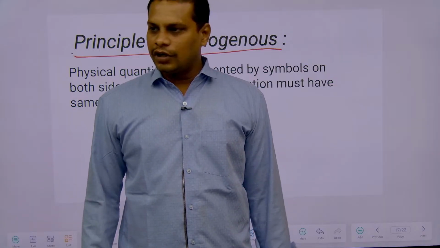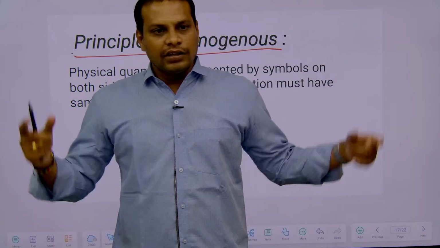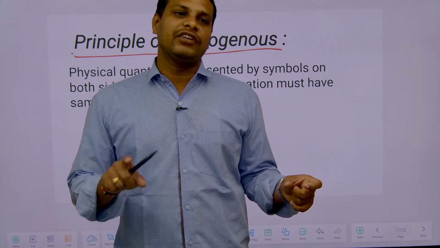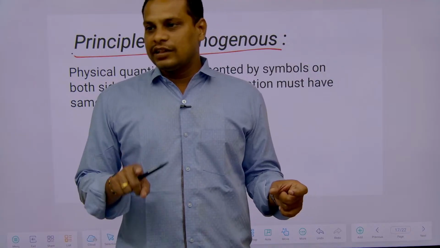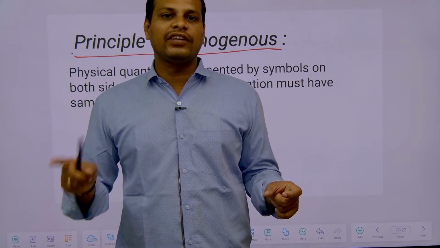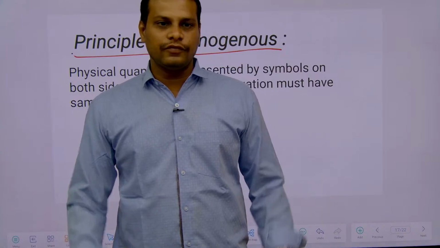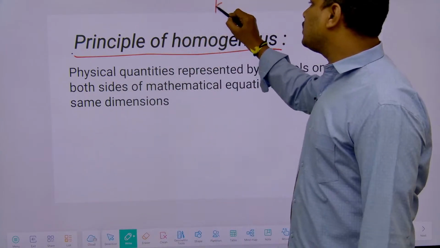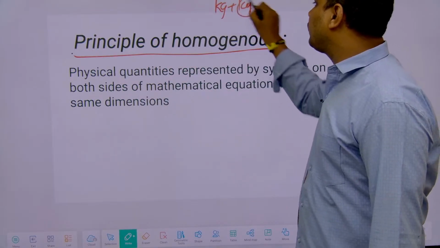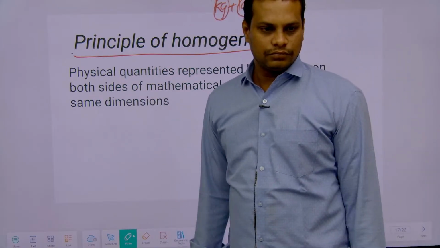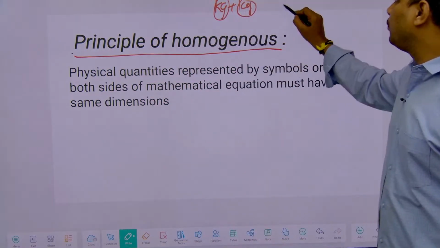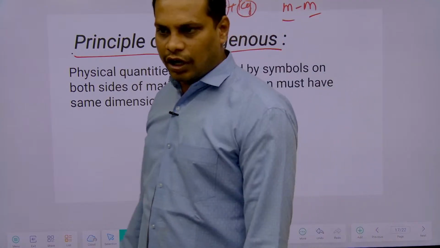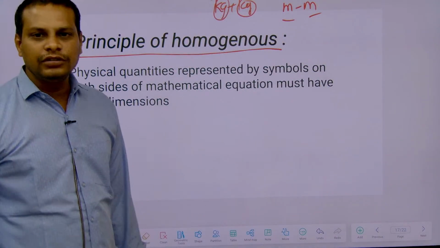Once again I will repeat, the addition or subtraction between physical quantities must take place between quantities having the same unit or dimensional formula. Simply put, kg should be added with kg. For suppose, meter should be subtracted from meter, that's it.